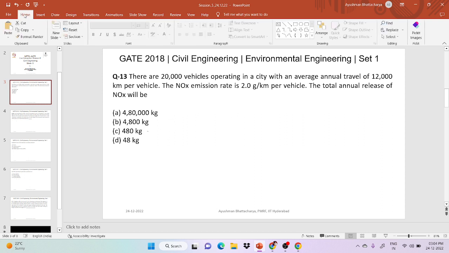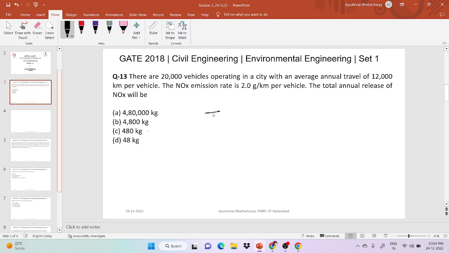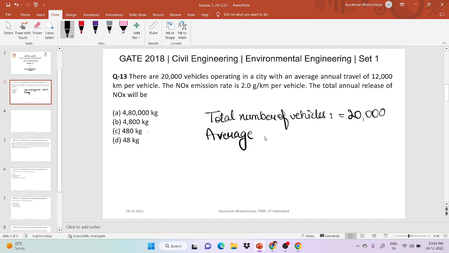So when we solve this kind of question, first of all we write the given data that they have given in the question. So first is the total number of vehicles, which is 20,000. And the average annual travel is 12,000 kilometer per vehicle.